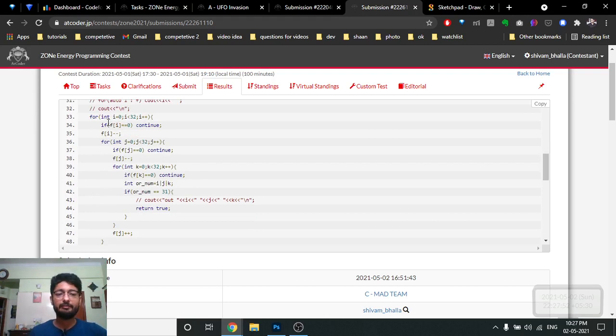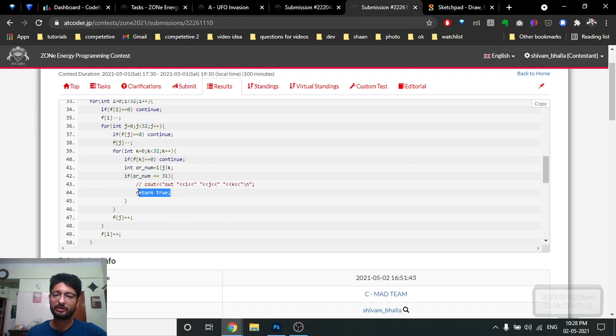Then we make a triple for loop. This is the frequency map which tells how many numbers of each type there are, so if there's a mask of type 2 or type 5, how many times it is present. We iterate over the first for loop. If the particular i is not present, we just continue, because that frequency is not present. If it is present, we subtract i from it, then go to the second for loop and do the same thing. If it is present, go to the third for loop, and find its OR. If it is equal to 31, we just return true, because we don't have to find anything else.